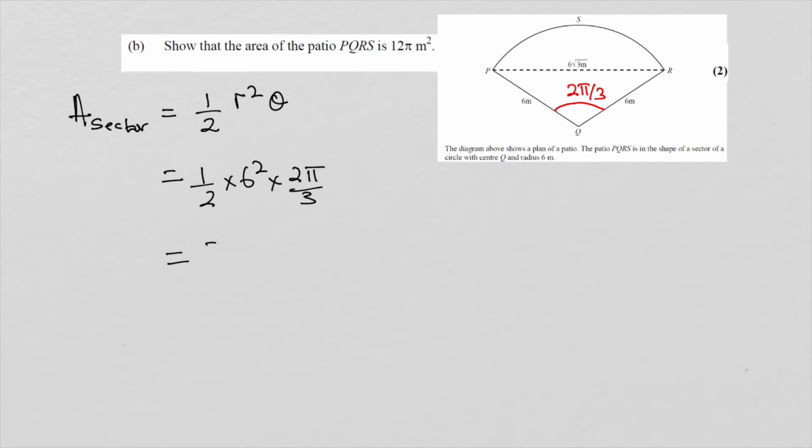That equals 36 over 2 times 2 pi over 3. 2 cancels 2, 3 goes into 3 once, 3 goes into 36 twelve times. So the answer is 12 pi. So that's the area of the sector.